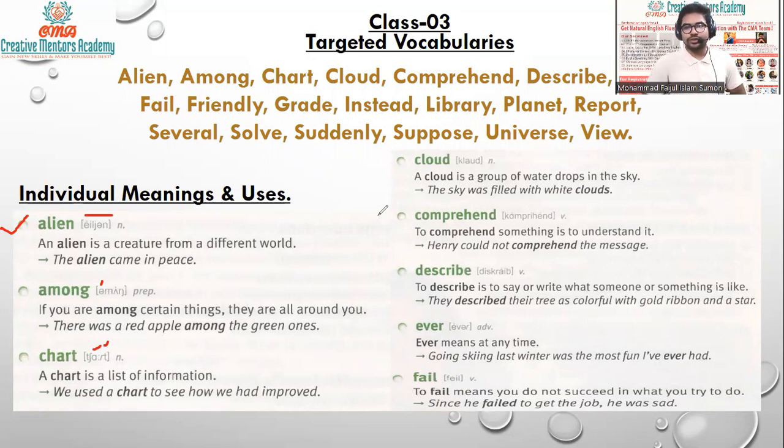And cloud. Next one is cloud. A cloud is a group of water drops in the sky. The sky was filled with white clouds. Okay. So comprehend. Okay. Comprehend. To comprehend something is to understand it. Henry could not comprehend the message. Okay. Comprehend. সহজ সরল কিংবা comprehend. To understand it. Okay. বোঝা কি?